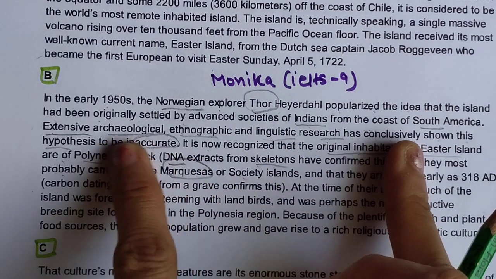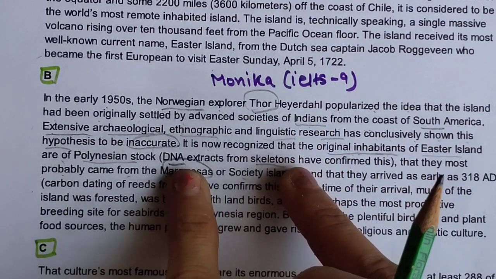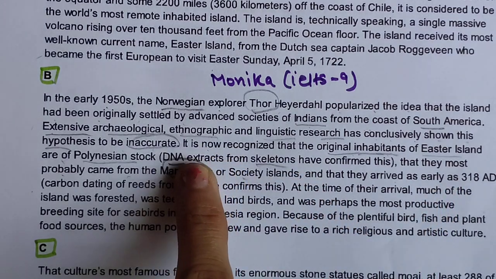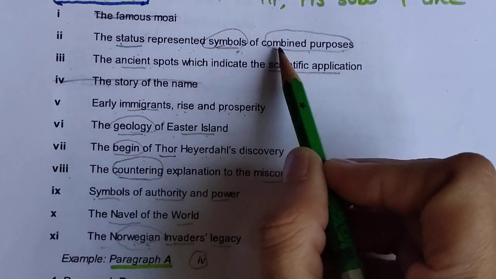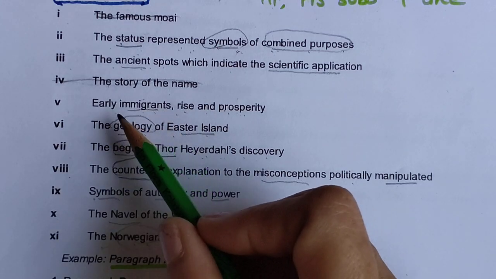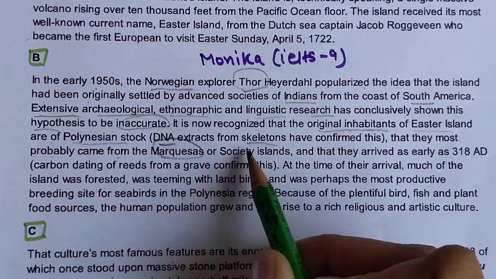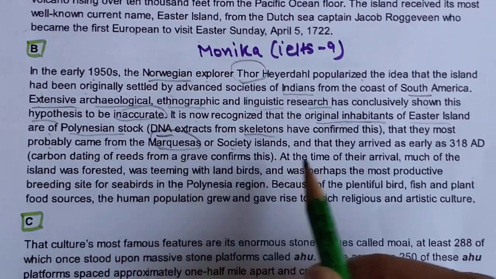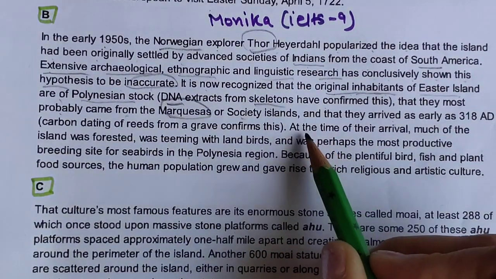They are talking about who had originally settled down on Easter Island. Here, the statues represented a symbol of combined purposes, the ancient sites, no. Early immigrants, yes, they were talking about the early original inhabitants of Easter Island, the skeletons, and that they probably arrived. So we have found this word, immigrants. Rise and prosperity we also need to know. So you can read this paragraph.